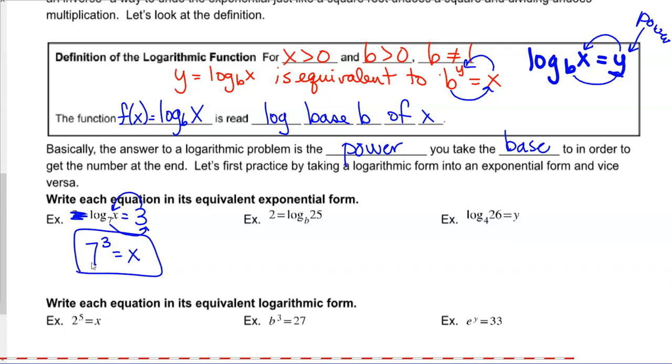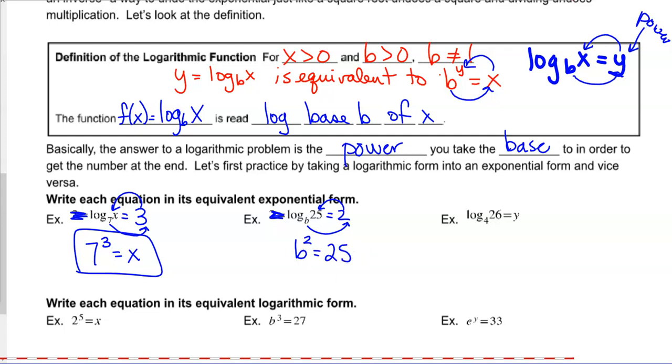Now, can we go forward and do 7 to the third power? Most definitely. But that is the exponential form. Here again, if you like to have that, I like to have the equals on the other side. So move that over if you have to. And we're going to do base b to the second power equals 25. So b to the second power equals 25.